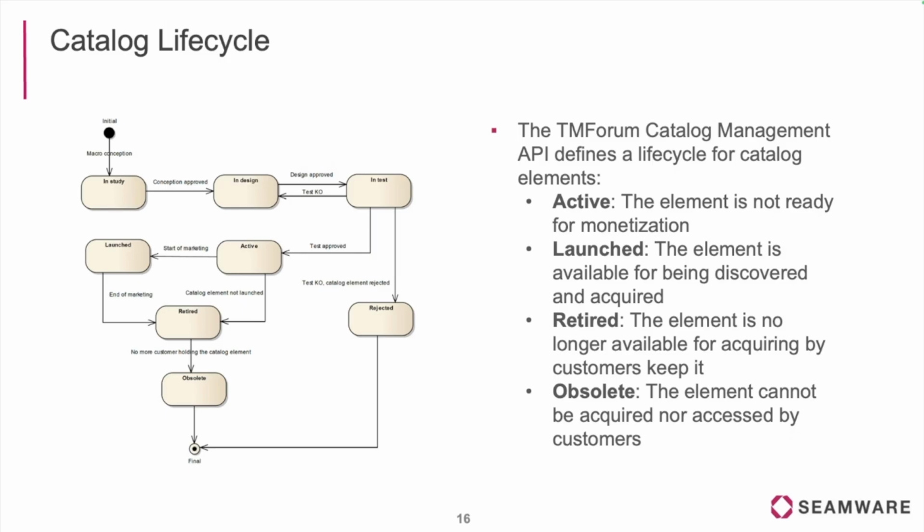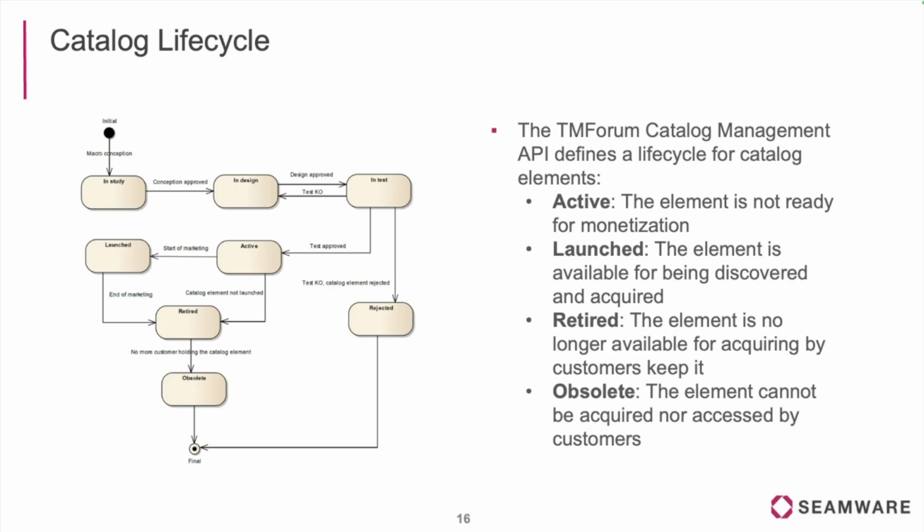So the first status we handle is the active status, which means that the element is there, but it is not ready for monetization. So it cannot be discovered and cannot be purchased. When the particular element is ready to be acquired by potential customers, the lifecycle status changes to launched. When it's in launched state, it can be discovered, it can be purchased.